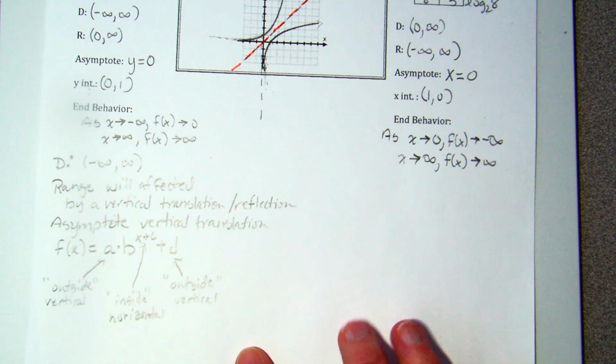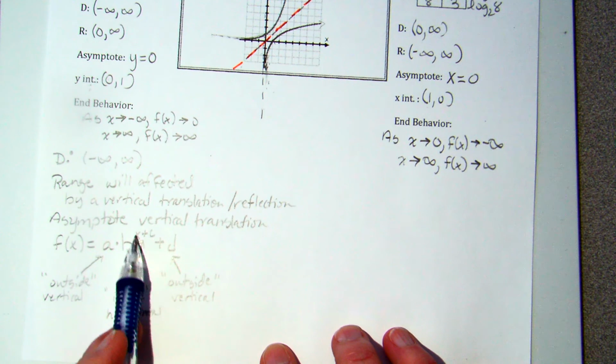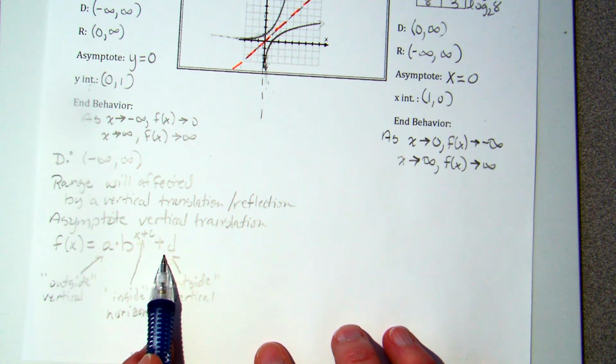So there's what that graph may look like. You may see a translation. If you see a plus or minus up in that exponent, it's going to shift you horizontally. If you see a plus or minus number at the end, it's going to affect you vertically.